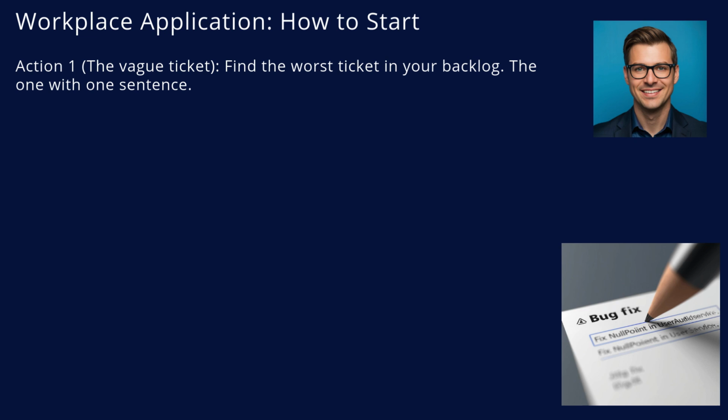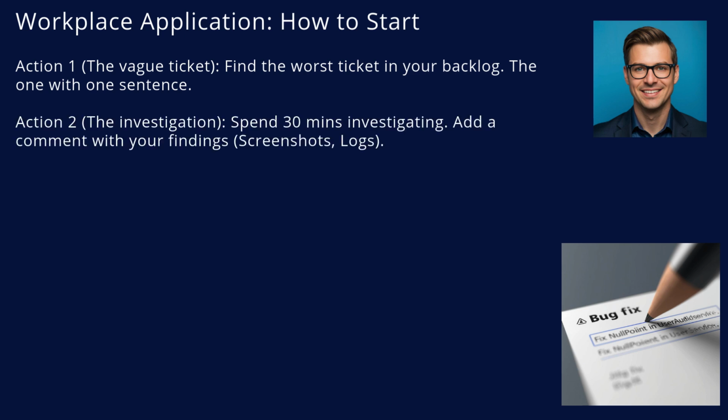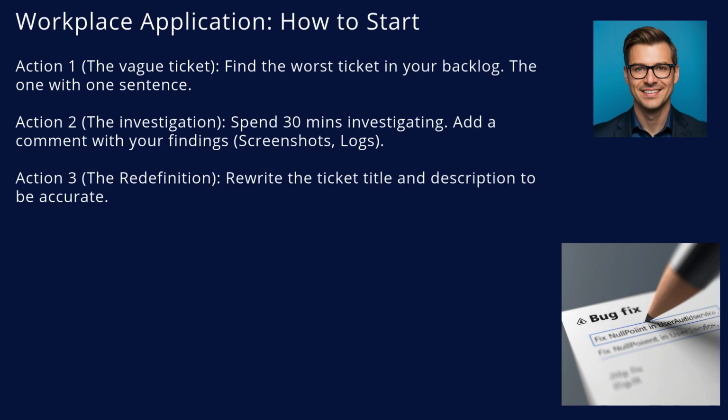Here is how you can apply S16 tomorrow. Action 1, go to your backlog. Find the worst ticket, the one with a one-sentence description like, "fix the glitch." Action 2, investigate it. Spend 30 minutes. Can you reproduce it? Find the logs. Add a comment with your findings. Action 3, redefine it. Rewrite the title. Change it from "fix glitch" to "fix null pointer exception in user service." By doing this, you are practicing the art of clarifying the work before doing the work.